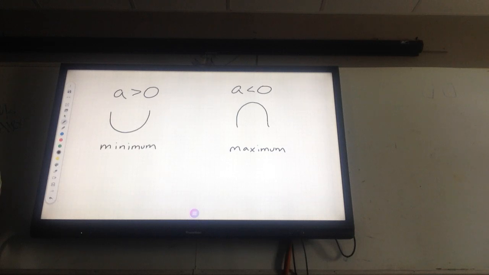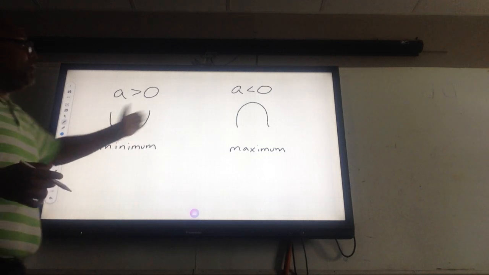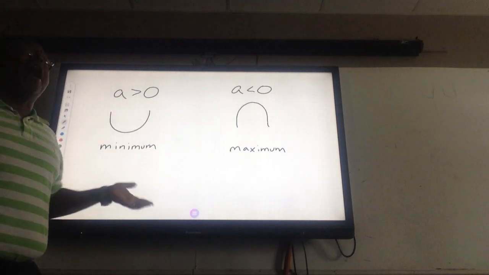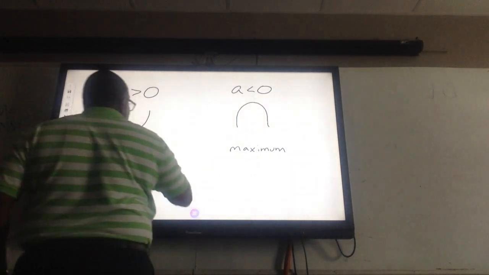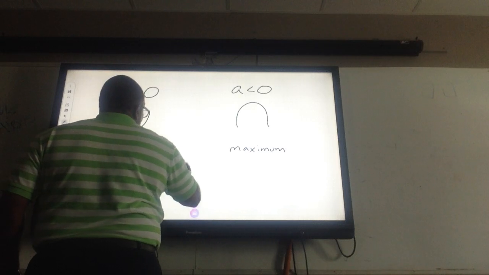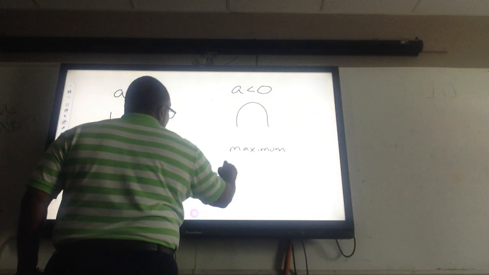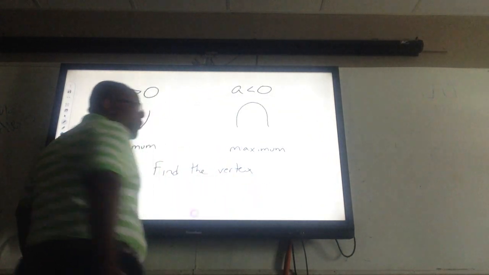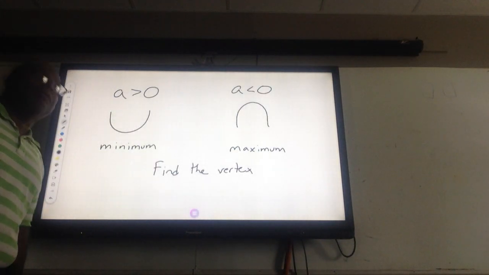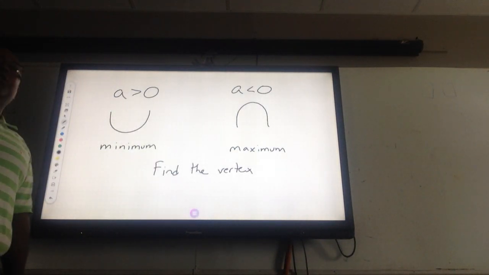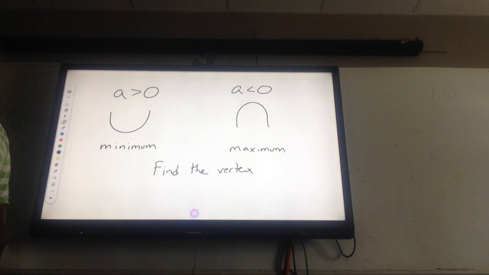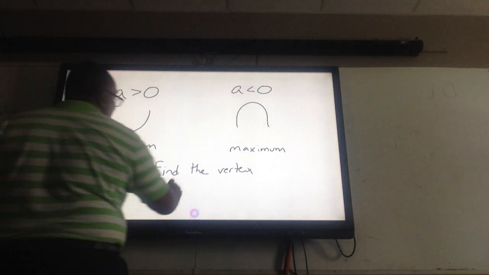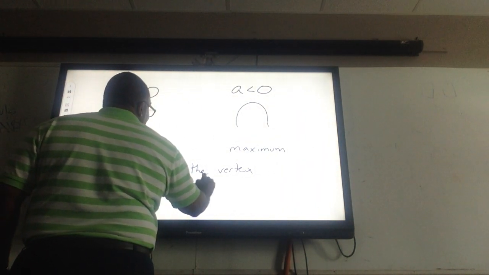Now the next part takes math. We have to find that minimum or that maximum value, which requires us to find the vertex, which I just told you how to do. How do I find the vertex? What's the first thing I got to find? The axis of symmetry. So if I need to find the vertex, I got to find the axis of symmetry.